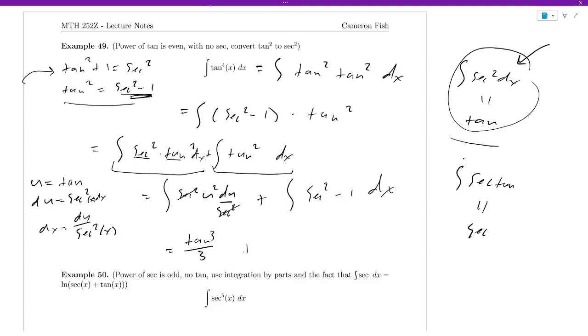But I'm totally happy with this, because I know the antiderivative of secant squared. I know this part. That's going to be tangent. And the minus 1, that's just going to become a minus x.